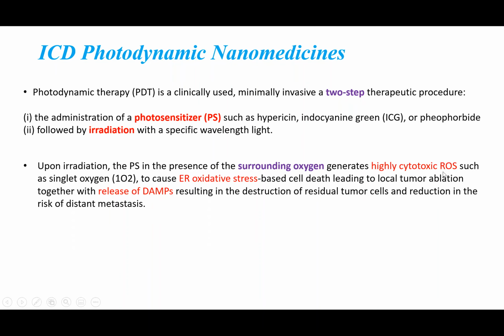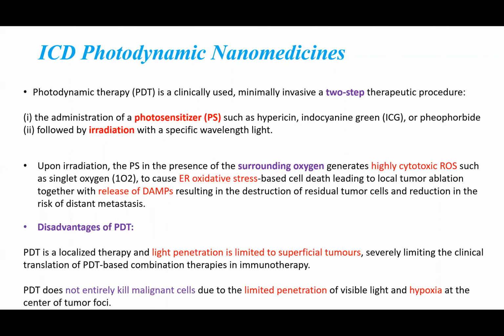oxygen species. And this is the major player which will induce endoplasmic reticulum oxidative stress and induce release of DAMPs and immunogenic cell death. Usually, the limitation of photodynamic therapy is that it is a localized therapy because the light penetration is usually limited to superficial tumors.